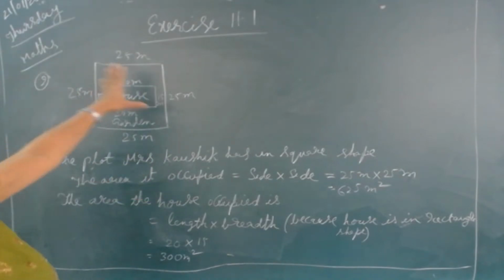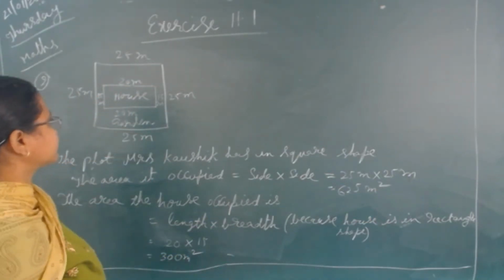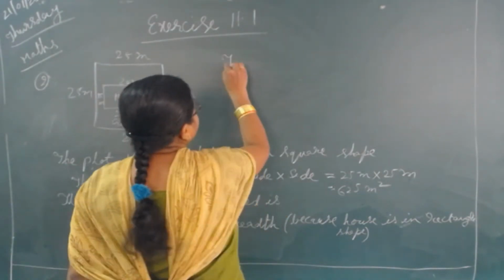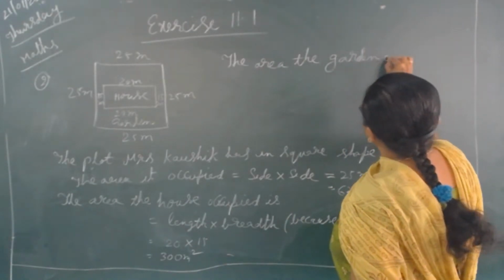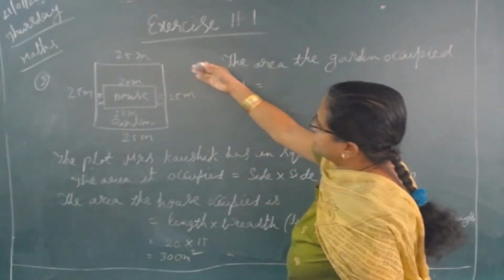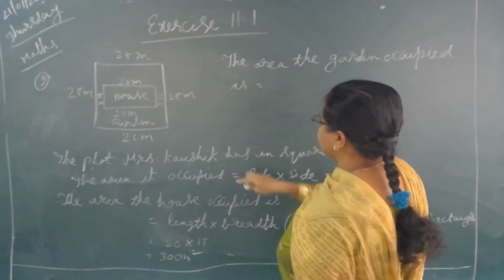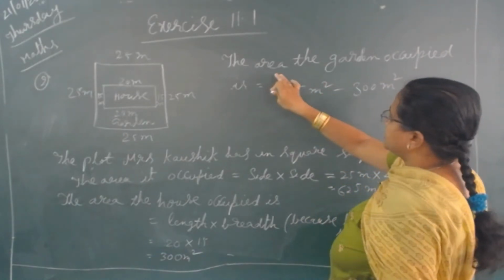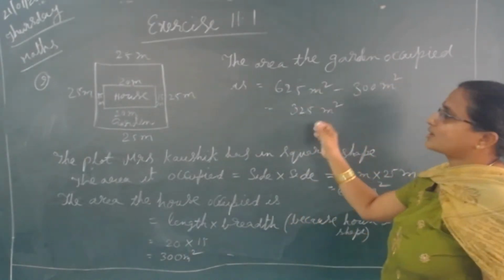So now we got the area the whole plot occupied is 625 meters square. Inside that area, the house occupied 300 meters square. So the remaining area is occupied by the garden. How much area did the garden occupy? What we have to do is subtract the area the house occupies from the whole area; the remaining area is occupied by the garden. 625 meters square minus the area occupied by the house. You can write here also the whole area of the plot minus the area occupied by the house. That is equal to 325 meters square. This is the area occupied by the garden.